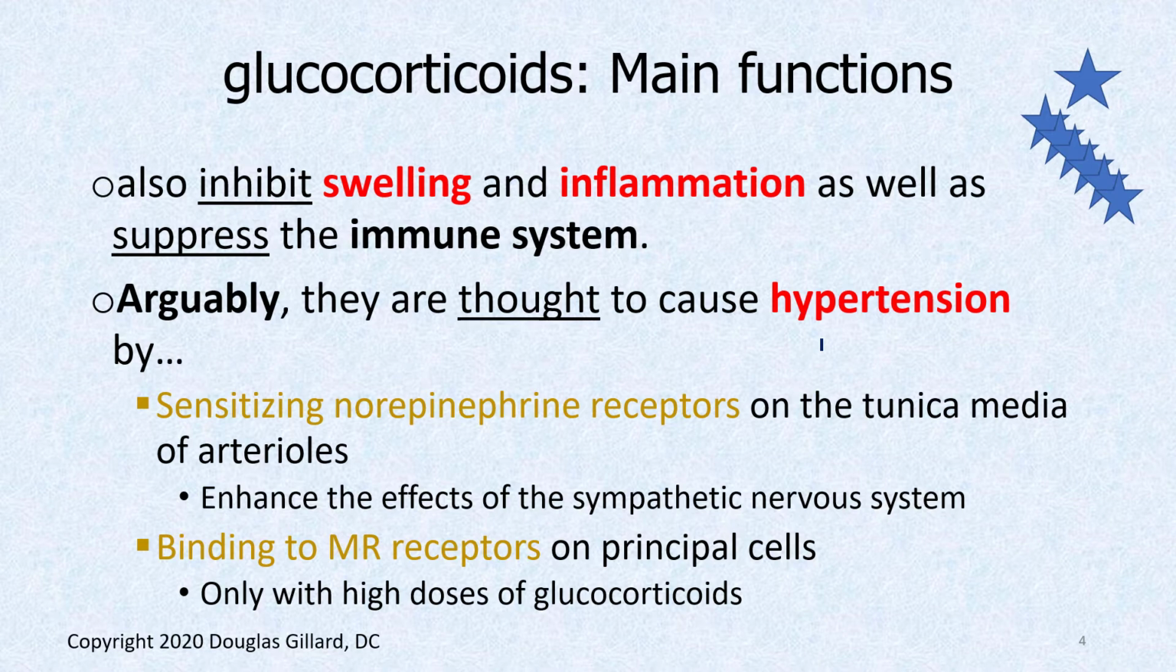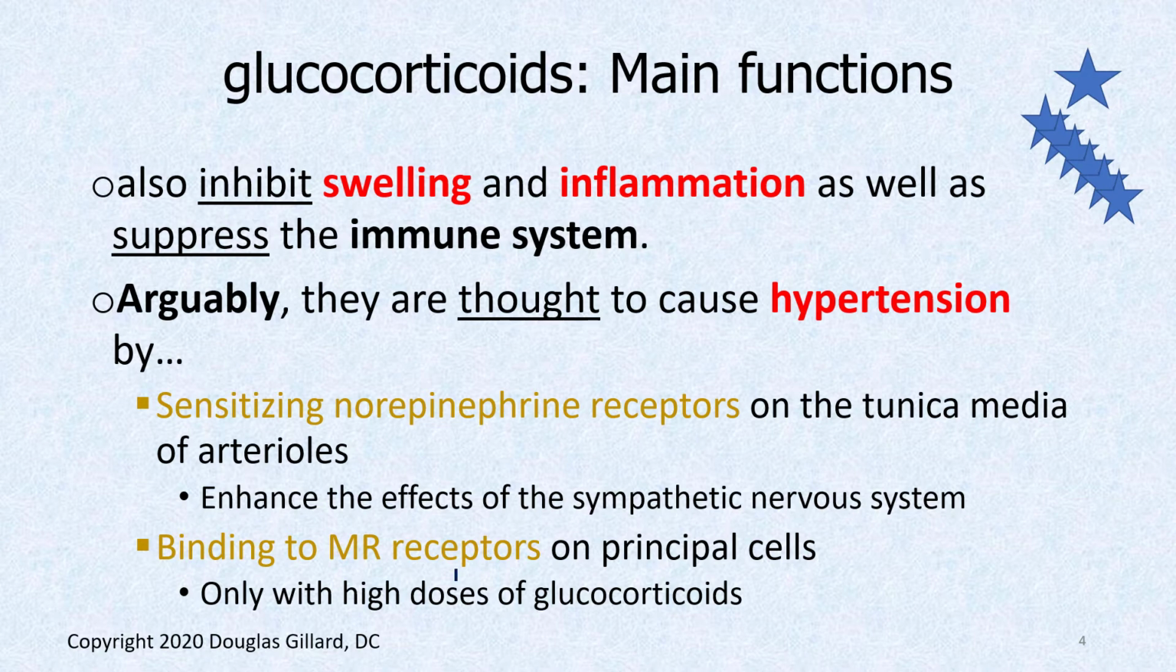We said that some of the newer research thinks that cortisol sensitizes norepinephrine receptors on the tunica media of arterioles, so sympathetically released norepinephrine can cause a vasoconstriction and oppose the effects of nitric oxide. And we said in our last lecture that in people without a lot of cortisol, that mechanism can be lost and the arterioles can be too wide, and that can drop your blood pressure.